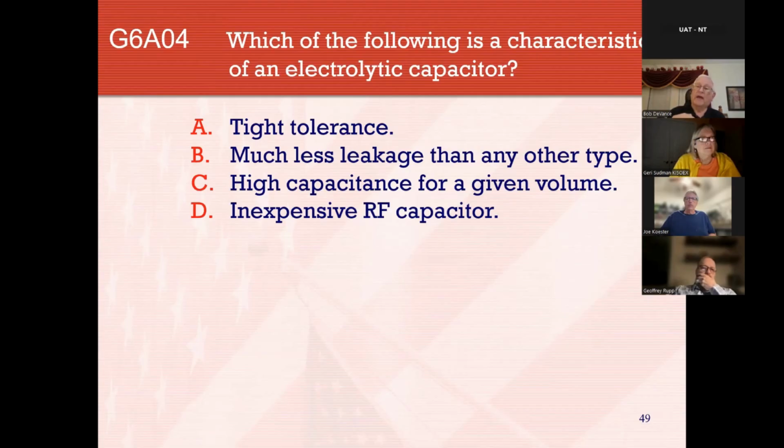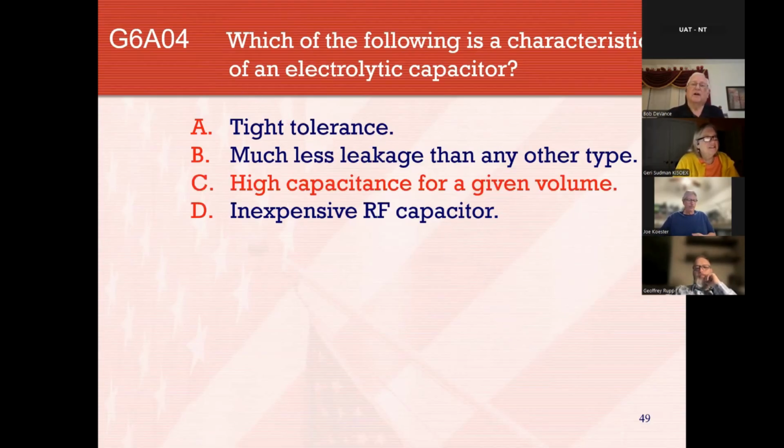The great part about that is you can roll that into a coil. So in a little sector this big, you can have several feet of aluminum foil rolled together and attached to each of the 2 plates, and you get a lot of capacity for a very small volume inside that little can. So I just gave away the answer, didn't I? High capacitance for a given volume.